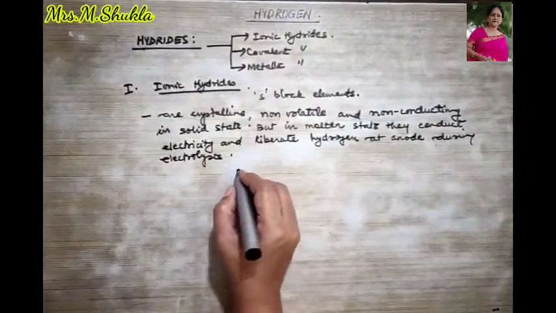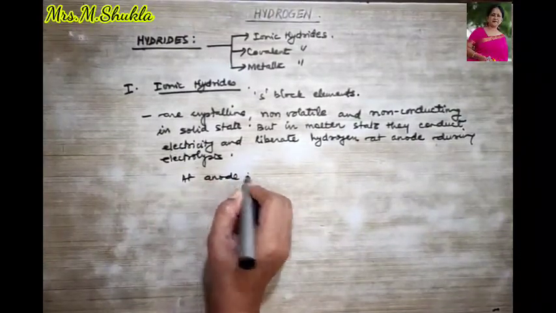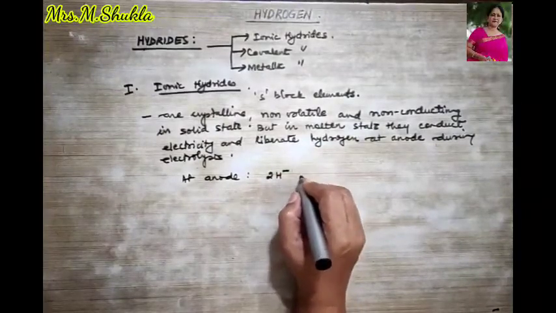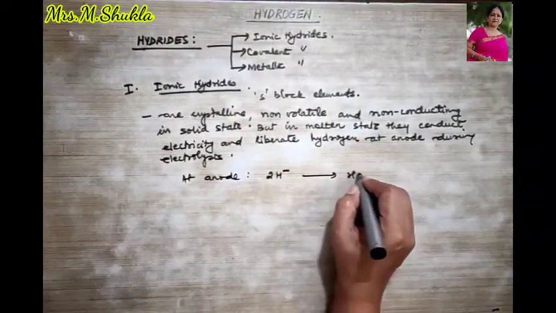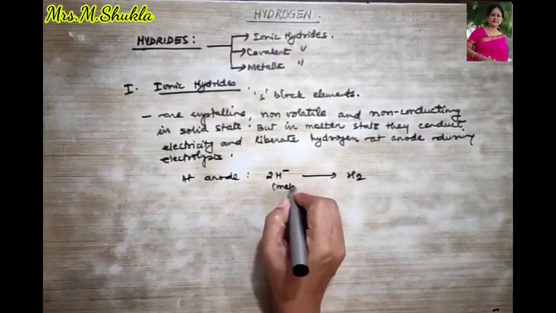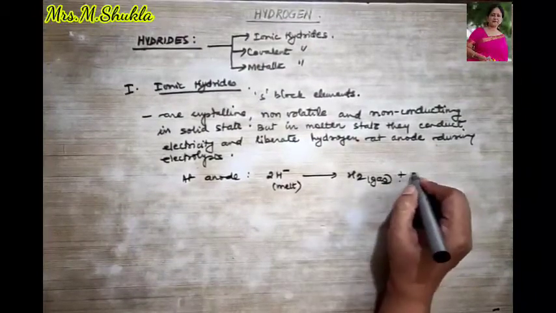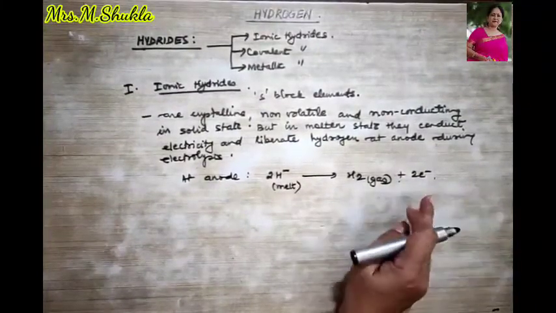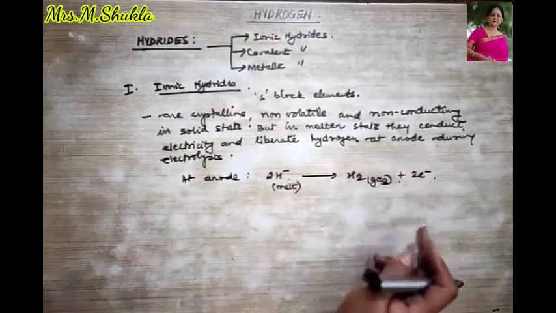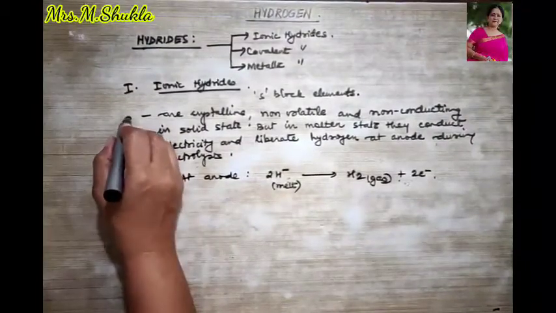So over here you will see at the anode, what do we observe? We will find that two hydride ions melt, and what do they form? Hydrogen gas is formed, plus 2 electrons are given out. Here you can also write -2, or here you can write +2. Okay, so this was the first point about them.